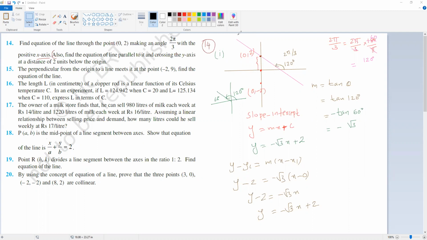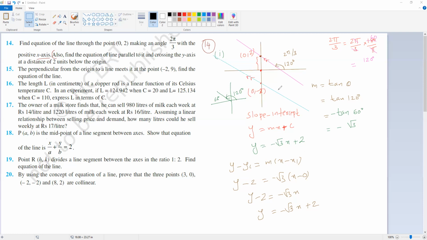So what they're saying is this line is parallel to that. These two lines are parallel. Understood? Did it make sense? So 2 units below the origin. Yes, sir. So parallel, so what will happen?